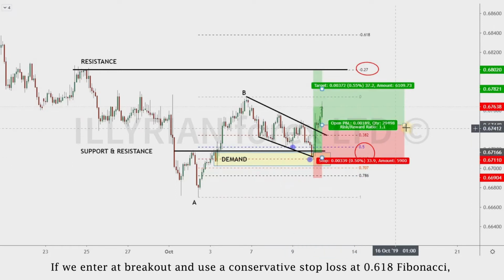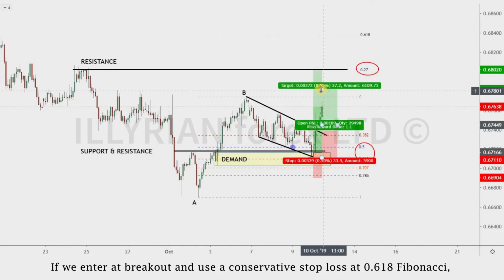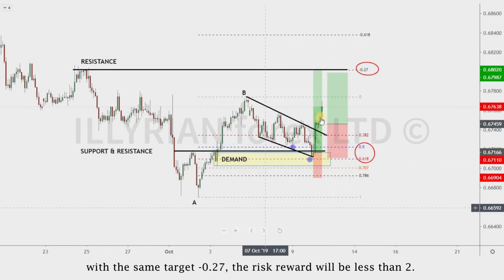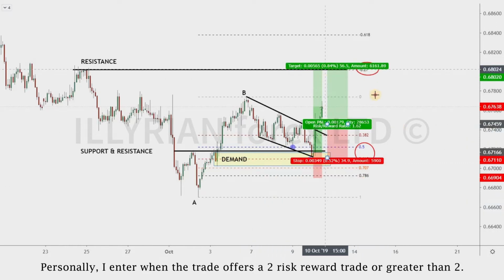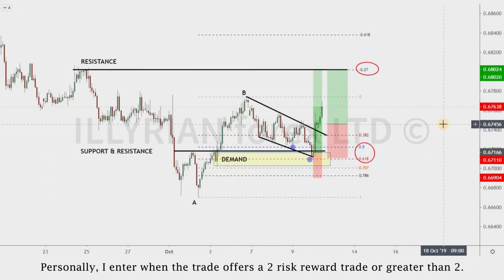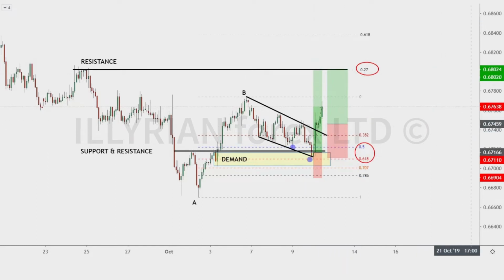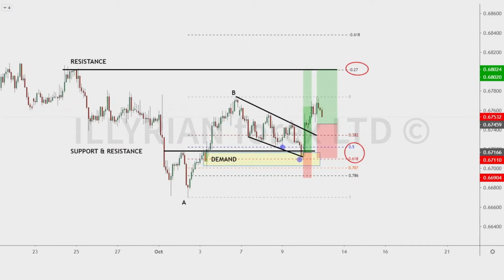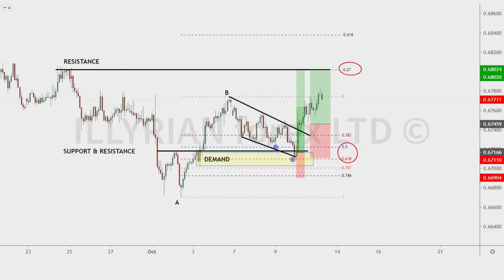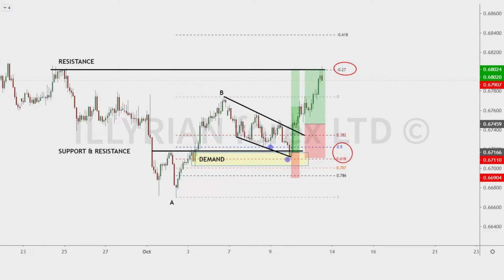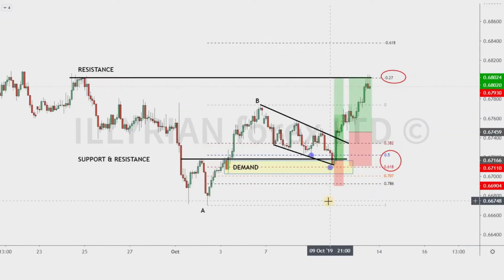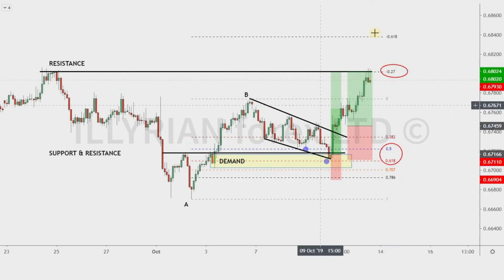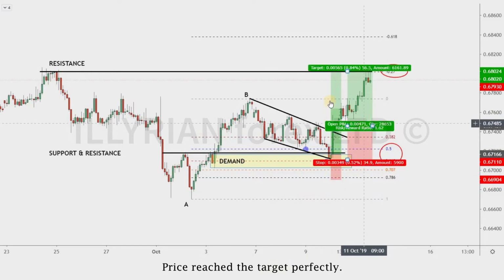If we enter at the breakout and use a conservative stop loss at 0.618 Fibonacci with the same target, minus 0.27, the risk reward will be less than 2. Personally, I enter when the trade offers a risk reward of 2 or greater than 2. Price reached the target perfectly.